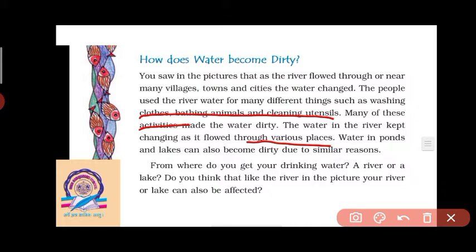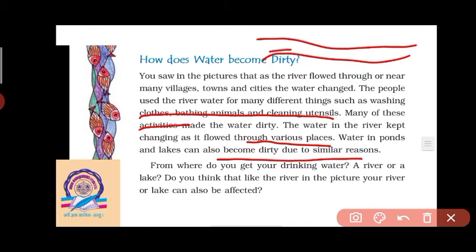The water in ponds and lakes can also become dirty due to similar reasons. In the river, the water is in a flowing condition. Yes or no? The water is flowing through the river. But what about ponds and lakes? The water is in a steady condition. In ponds and lakes the water does not move, it stays in one place. But even so, because of some of our human activities, the water in ponds and lakes also changes, or we can say it also becomes impure.